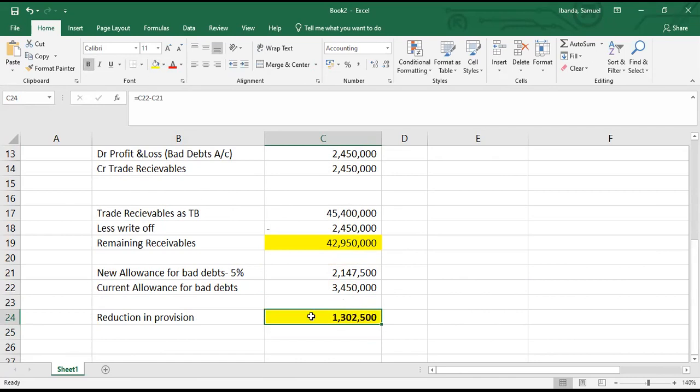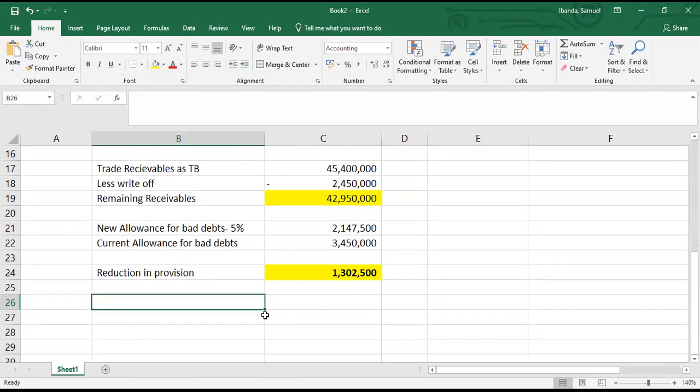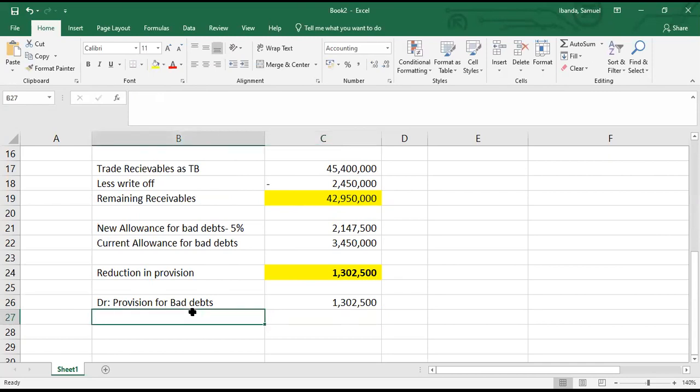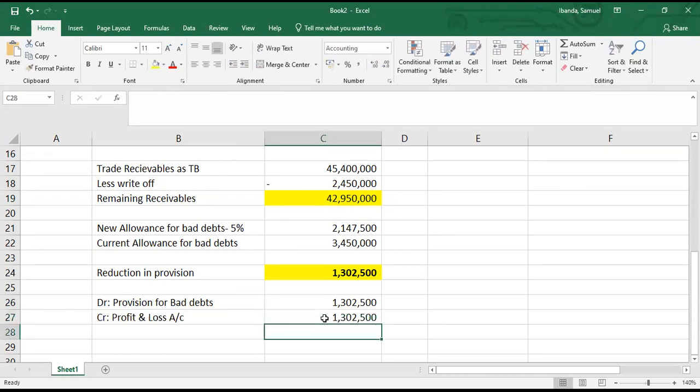Now, this reduction, remember what they told us about the reduction? They told us that when we have a reduction, the double entry for us is to debit our provision, or you can call it allowance for bad debts, with the value, which is 1,302,500, and we shall credit our profit and loss account with the same value.